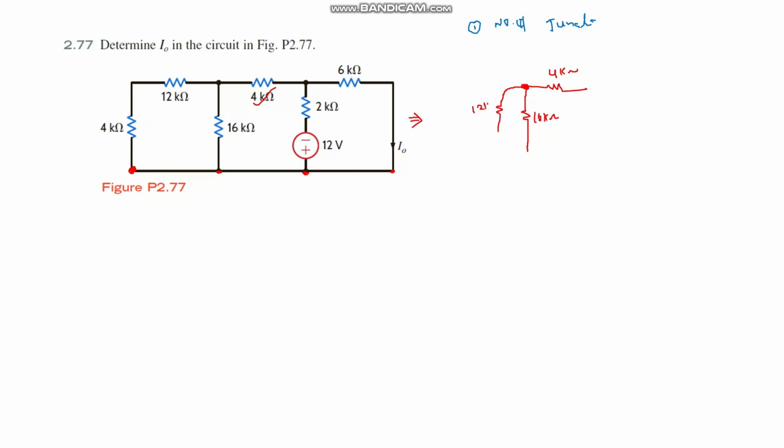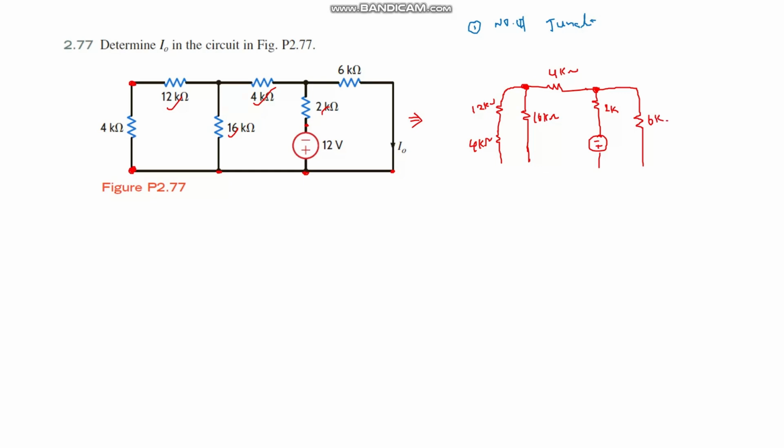That is nothing but a 12 kilo ohm resistance. For the second terminal of the 12 kilo ohm resistance, there is one more resistance connected like this. That is a 4 kilo ohm resistance. The second terminal of the 4 kilo ohm resistance is connected to a 2 kilo ohm resistance, and the second terminal of the 2 kilo ohm resistance is connected to one voltage source like this. And the same terminal of the 4 kilo ohm resistance is connected to a 6 kilo ohm resistance like this.